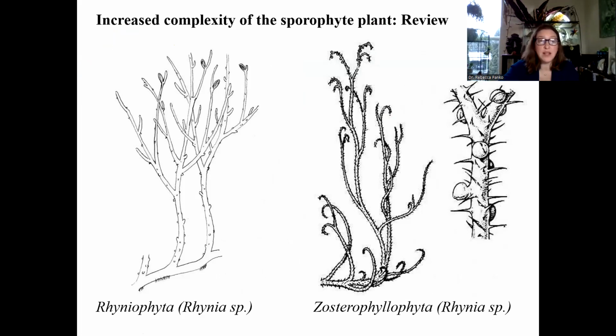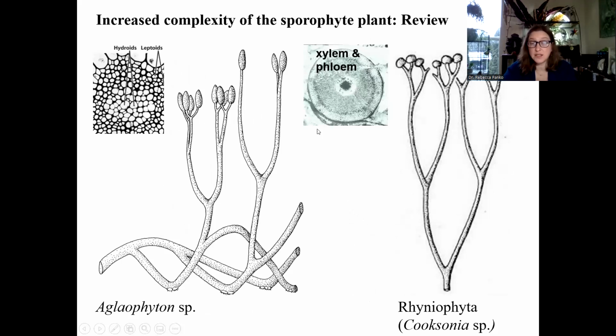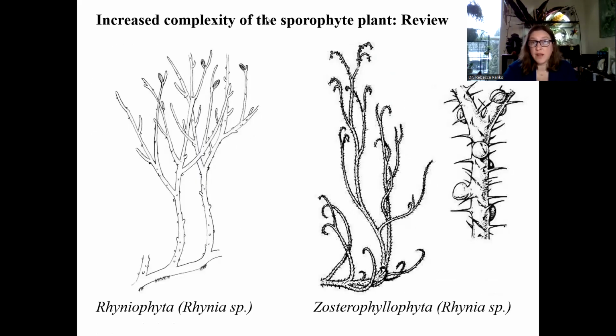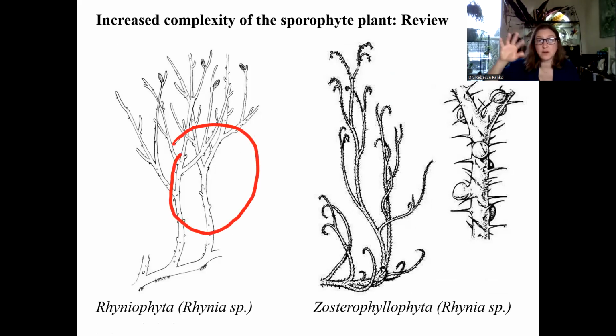Increased complexity of sporophyte plants. If you compare these sporophyte plants here, you might notice the stems are smooth. There are sporangia located at the tips of the stems. But as the sporophyte gets more complex, now we see little differences. On this one, we're starting to see little bumpy things on the sides of the stems.